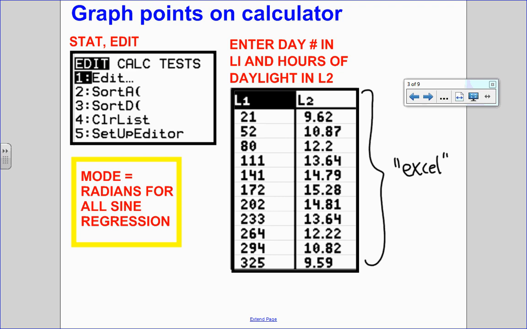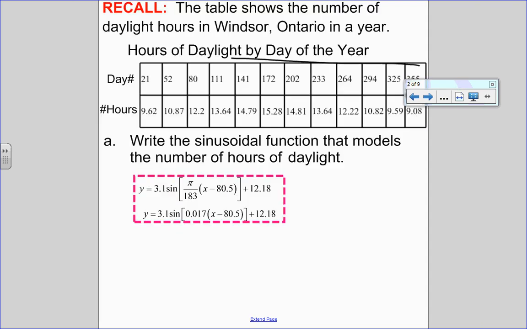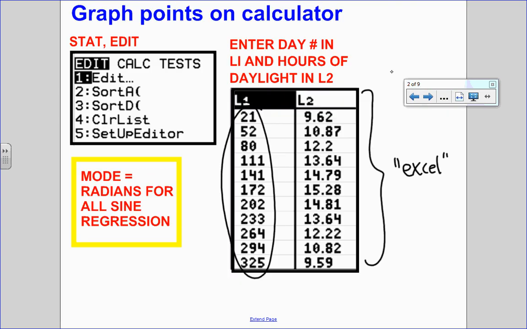So to set it up, you're going to go into your stat, which is your spreadsheet. So we're going to go stat, edit, and then we're going to have this blank sheet ready to fill. In list one, I'm putting in the day numbers. So I'm creating this table of values on my calculator. So this is the day number. I'm just putting it in my calculator under list one.